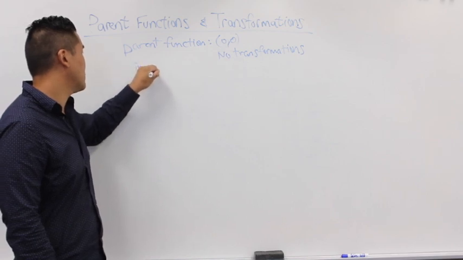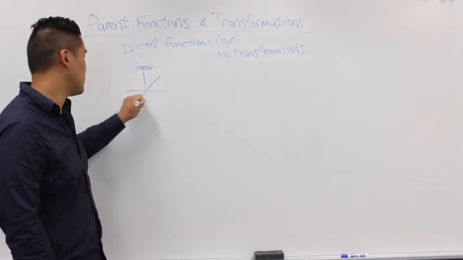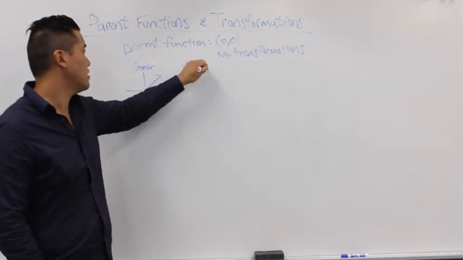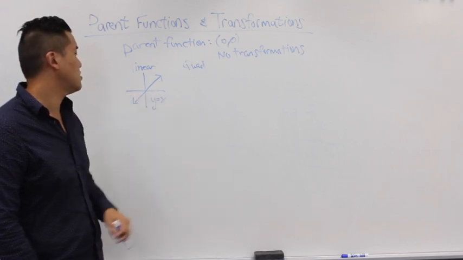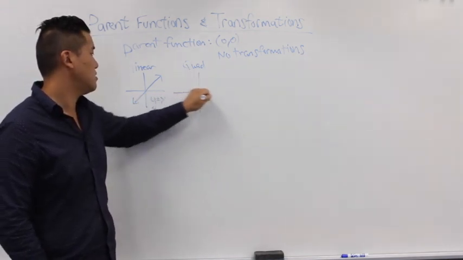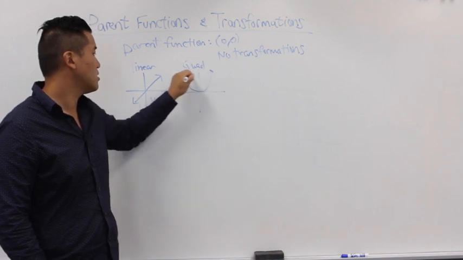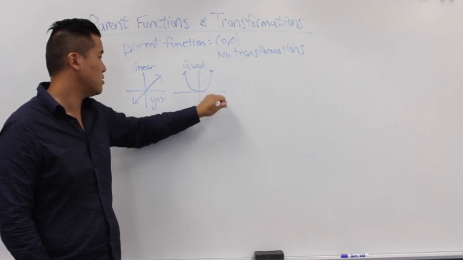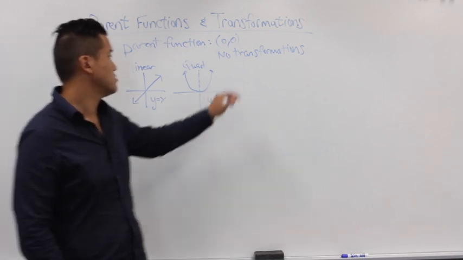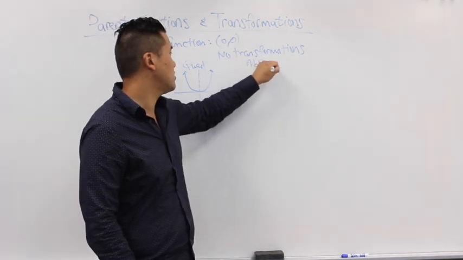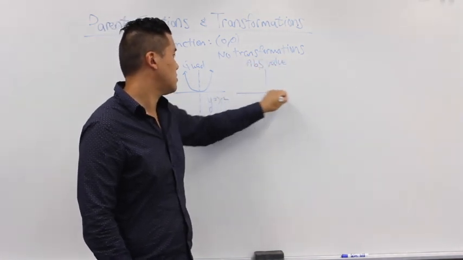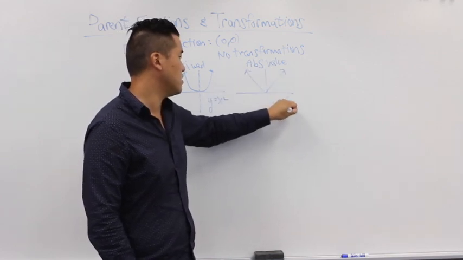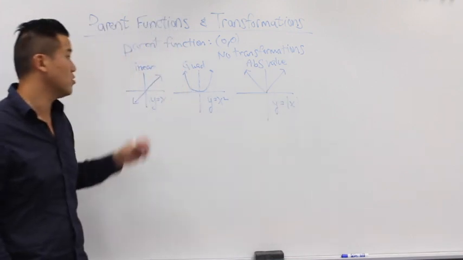Linear: a straight line, goes through 0, 0, slope is 1. The equation is y equals x. Quadratic: happy face, at 0, 0 is your vertex, y equals x squared. Absolute value: so V, y equals absolute value of x. You see all these guys, they all go through 0, 0.